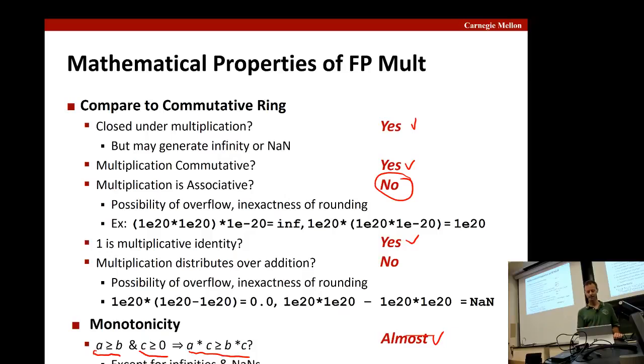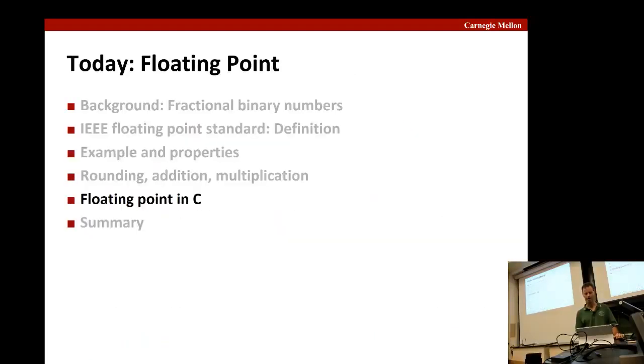And similarly, we all know that multiplication distributes over addition in real numbers in general, and certainly in things like integers. But because of overflow and inexactness of rounding, you can come up with examples where it doesn't work, where a times (b plus c) is not equal to a times b plus a times c. Okay, good. All right. Any questions on that?